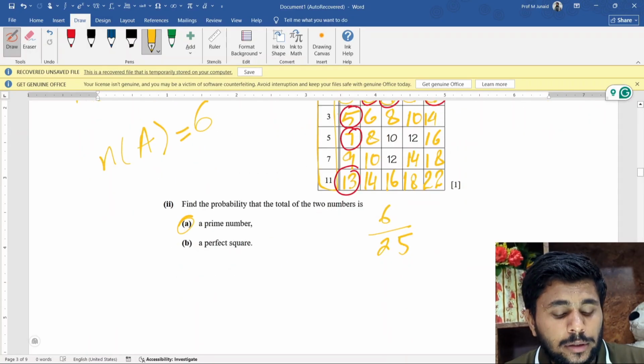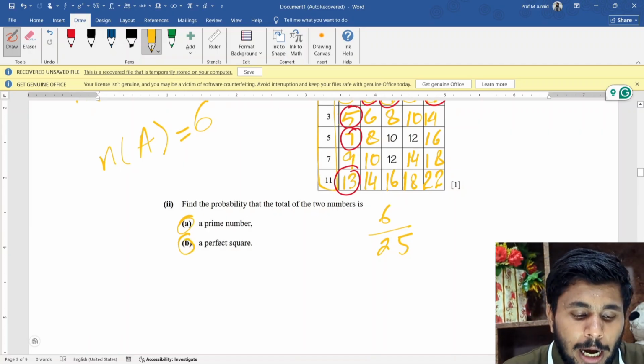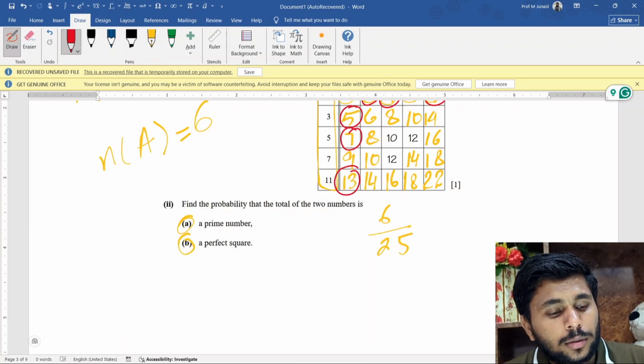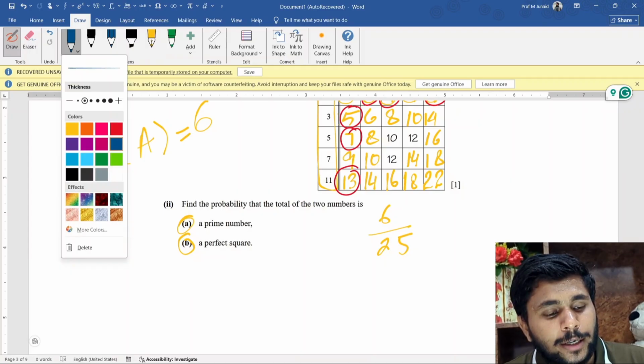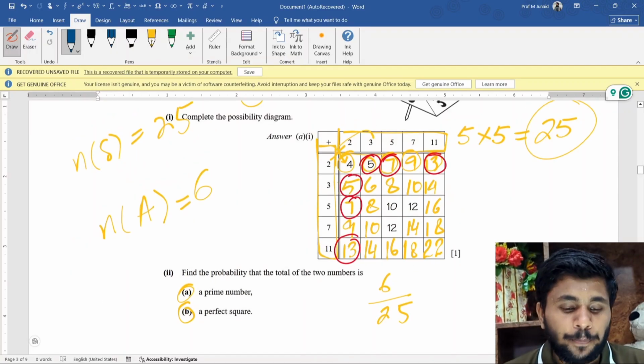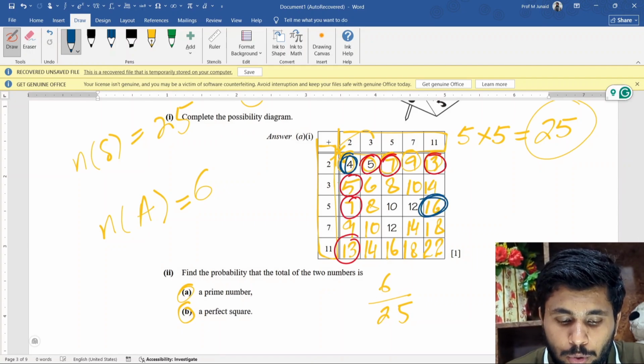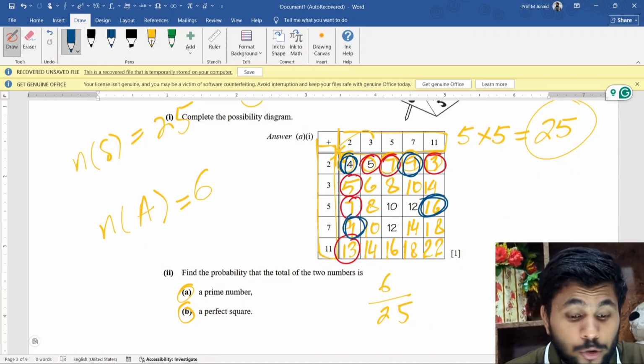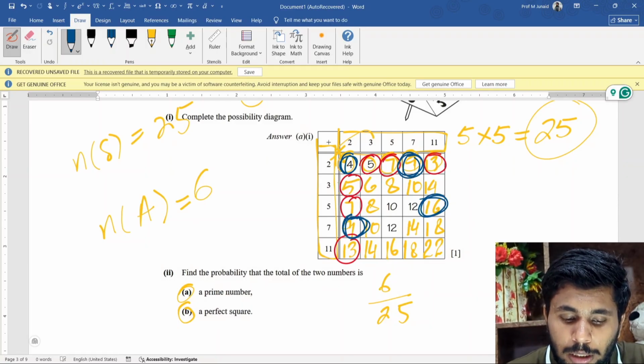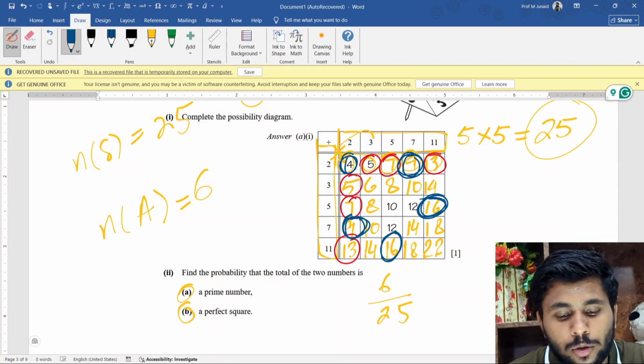And our second question would be a perfect square. Let's try to find the perfect squares in our sample space. So how many perfect squares are in our sample space? 4 is a perfect square of 2, as well 16 is a perfect square of 4, as well 9 is a perfect square of 3, and this 9 is also a perfect square of 3, and this 16 is also a perfect square of 4.